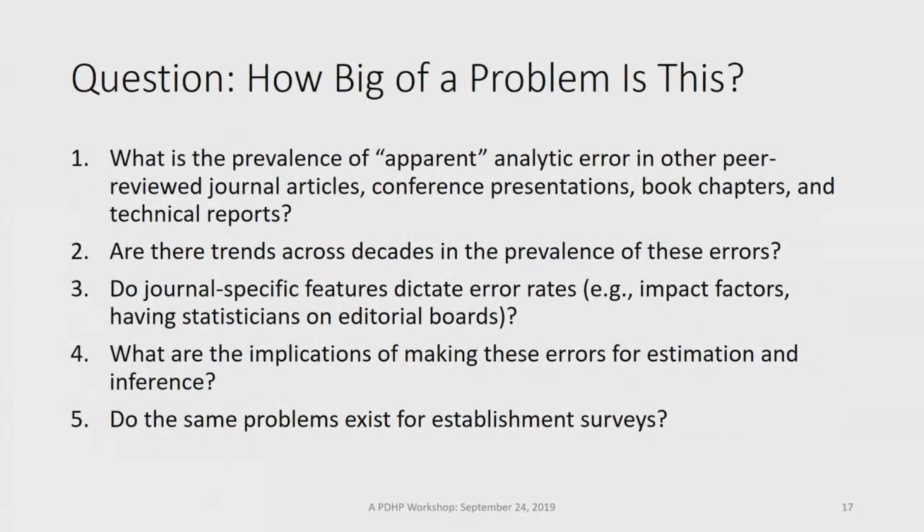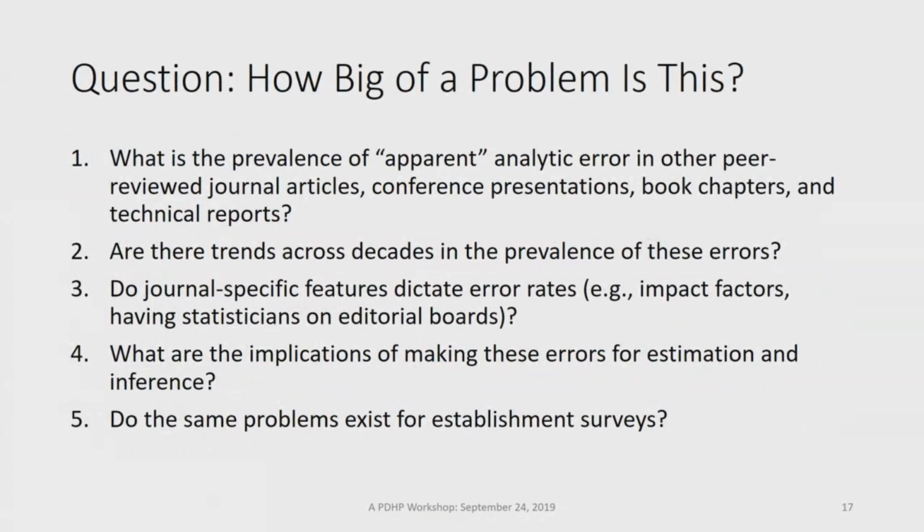So when we wrote this proposal to NSF, our question was, how big of a problem is this in terms of research in general? So what is the prevalence of these kinds of apparent analytic errors in peer-reviewed journal articles, conference presentations, book chapters, and technical reports that are taking advantage of survey data? Okay? Have there been trends across the decades in the prevalence of these errors? So are more and more people learning about these techniques and the apparent rates of the errors going down? Do journal-specific features dictate the error rate? So things like impact factors, having statisticians on the editorial boards, guidelines for the use of survey data.